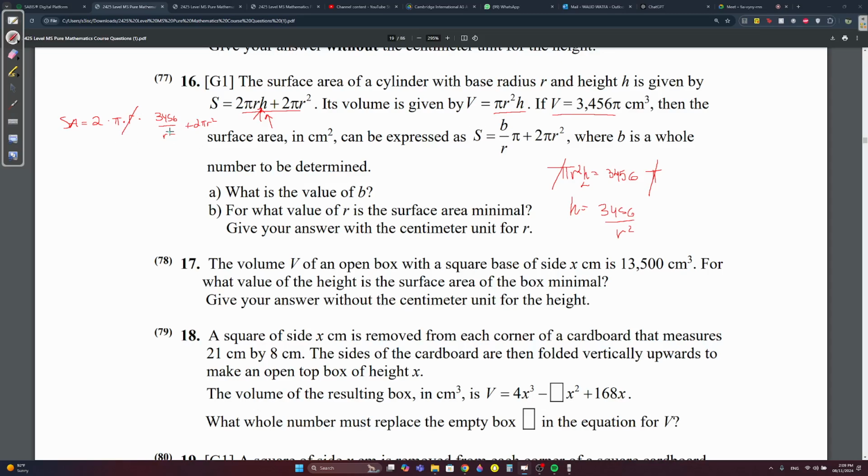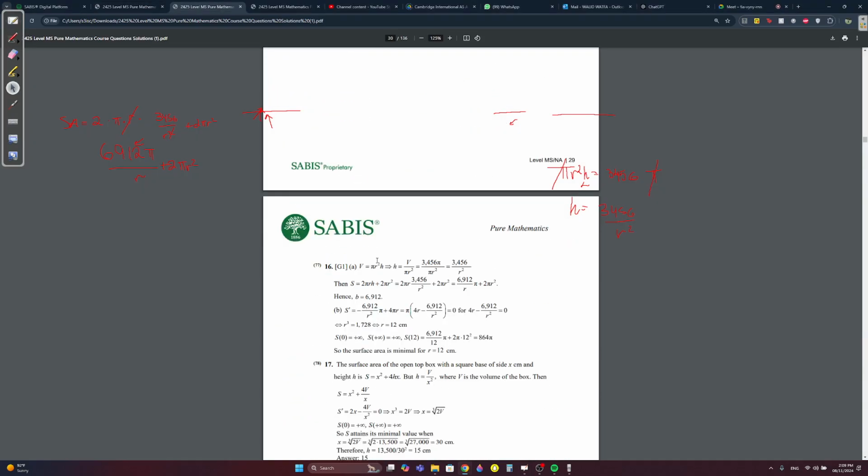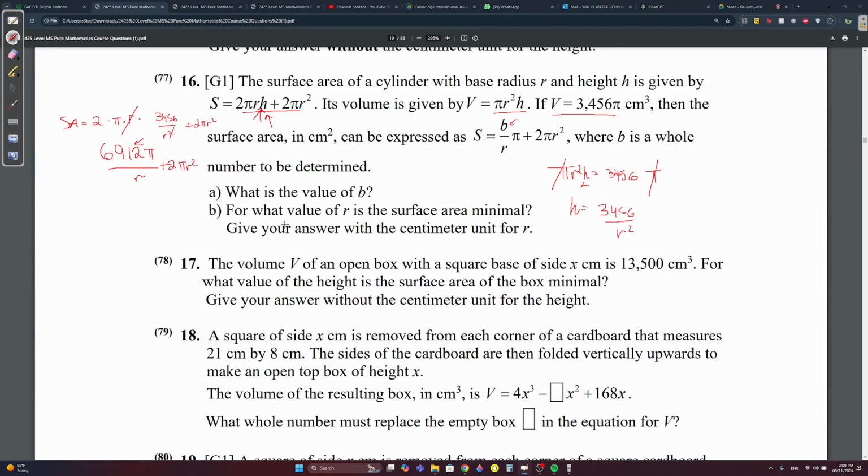We can cancel r with r. We can't cancel anything else. You're going to be left with 2 times 3456, which is 6912 pi over r plus 2 pi r squared. Okay, so what is b? 6912. Let me check this. Yeah, b is 6912. Then they said, for what value of r is the surface area minimum?